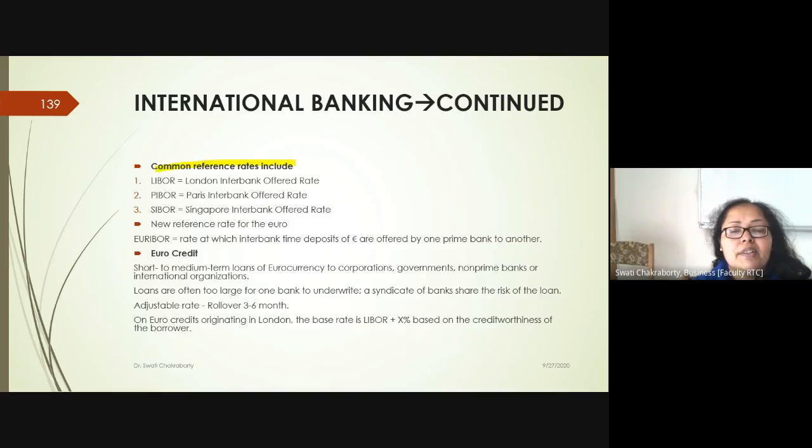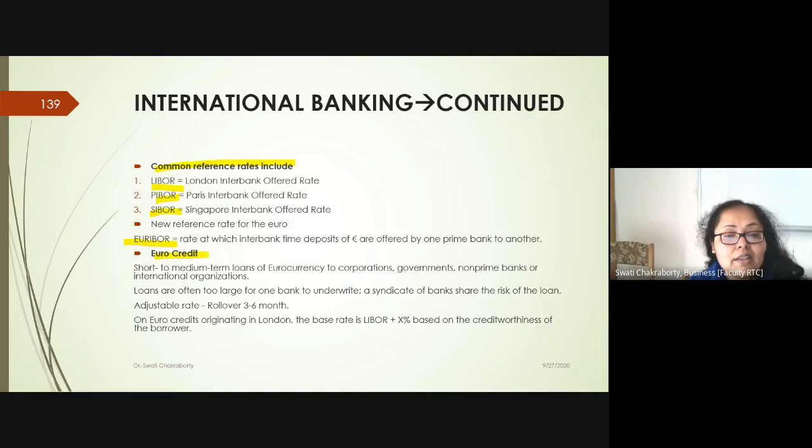Common references of rates. What do we know? These are some of the rates. LIBOR, that is London Interbank Offer Rate. PIBOR, that is Paris Interbank Offer Rate. SIBOR, Singapore Interbank Offer Rate. And the new reference rate for the euro today is Euribor. Okay, so it is the rate at which interbank time deposits of dollars are offered by one prime bank to another.